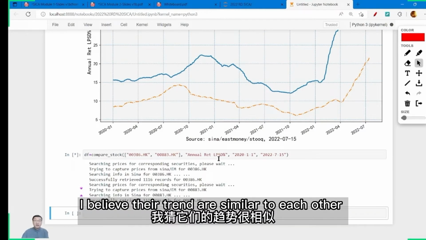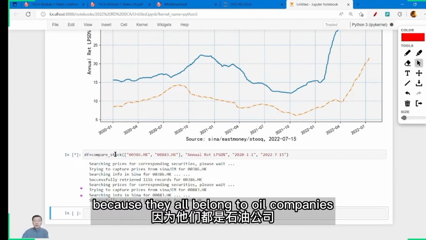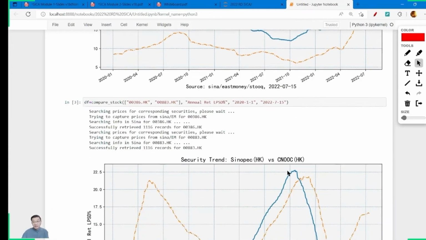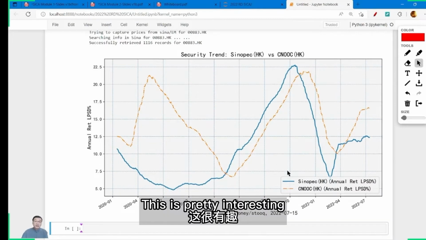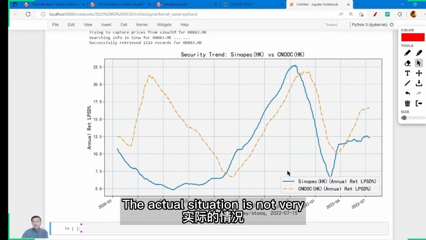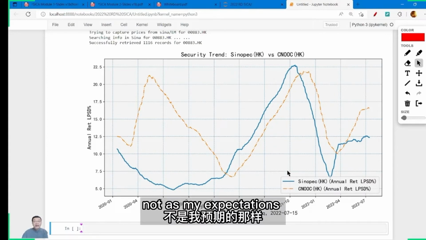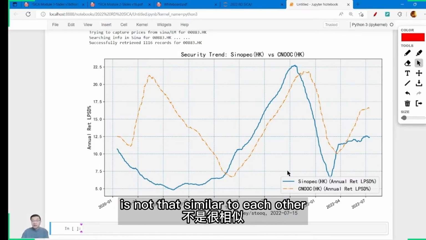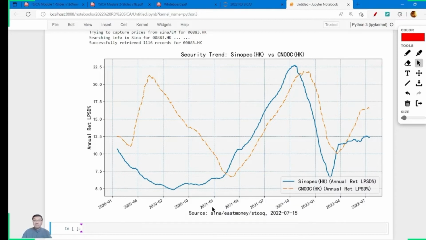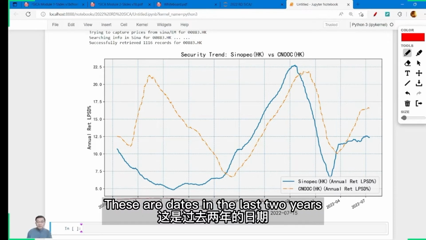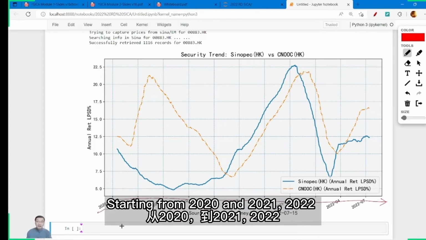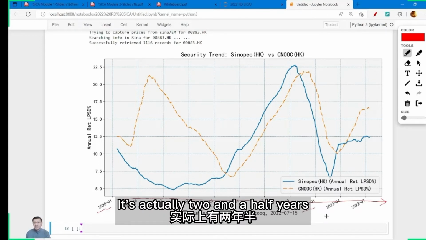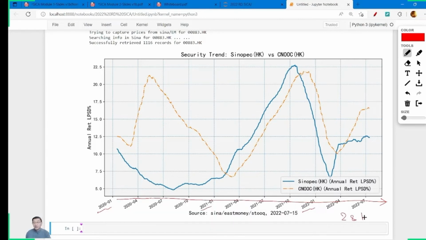I believe their trends are similar to each other because they are both oil companies and both SOEs. This is pretty interesting. The actual situation is not as I expected. Their trends on risk of loss are not that similar to each other. Let's look at this one. These are dates in the last 2 years, starting from 2020, then 2021, 2022. It's actually 2.5 years.